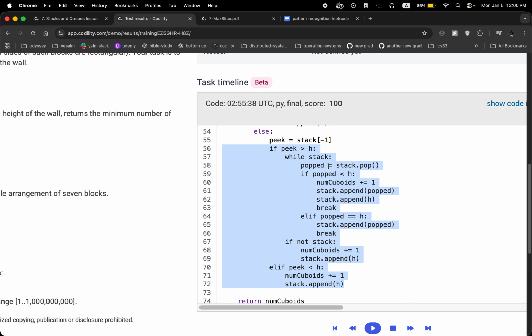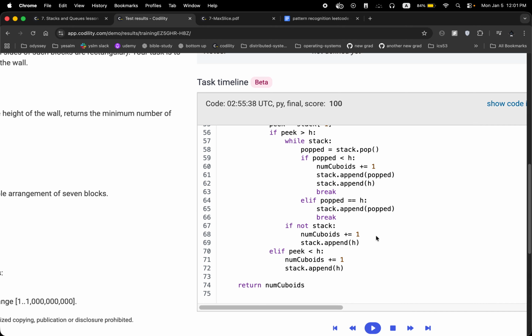While stack, popped equals stack.pop. If popped is less than h, we do that. We can make this a function. This is exactly the same as, wait, actually, do we need to pop? Yeah, I think this is fine. Maybe we can do something with this because we both have stack append and break. We can just do this after. Yeah, it's very minimal, so I don't think that matters.